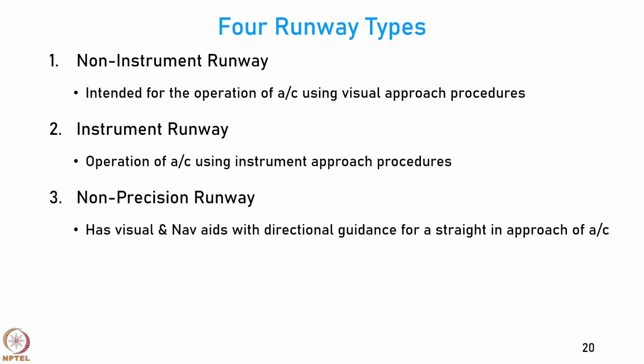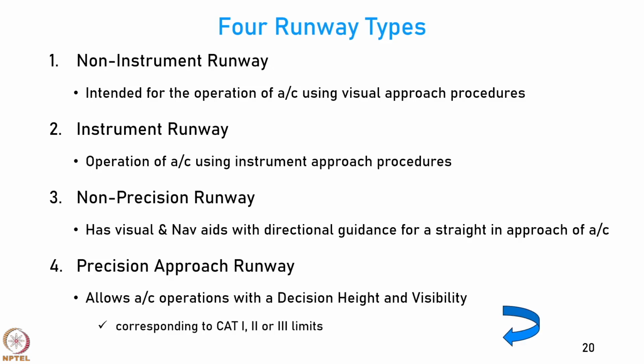Then we have a non-precision runway. In this, you do have some guidance, but you have visual aids and guidance with at least directional guidance for a straight-in approach of the aircraft. So, you may not have the guidance of the azimuth, but at least you have a guidance for the direction. And then we have the precision approach runway, in which you have both azimuth and lateral guidance, and such a runway allows aircraft operations with a decision height and visibility constraints corresponding to the CAT 1, 2 or 3 limits as imposed by the ILS system.